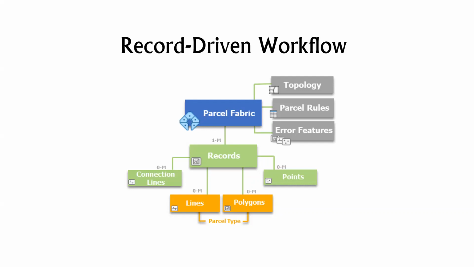This diagram is a representation of the parcel fabric in ArcGIS Pro. Records are at the center of the data model, with points, lines, and polygons in the parcel fabric associated with the records. In Pro, records are a feature class in the parcel fabric. In ArcMap, the records counterpart is the plans table.